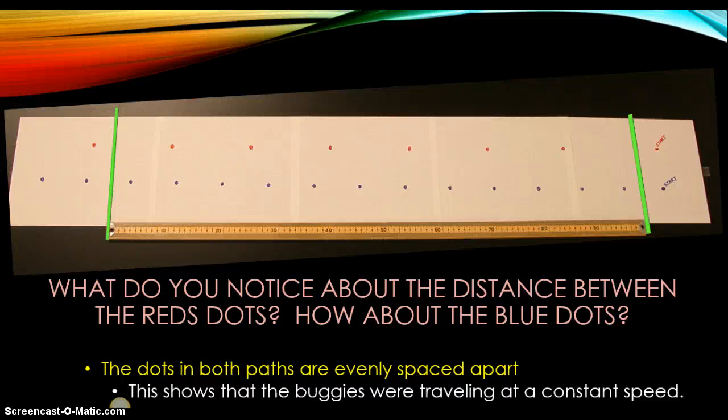What do you notice about the distance between the red dots? How about the blue dots? Take a minute to look at them. Notice that the dots in both paths are evenly spaced apart. This shows that the buggies were traveling at a constant speed.